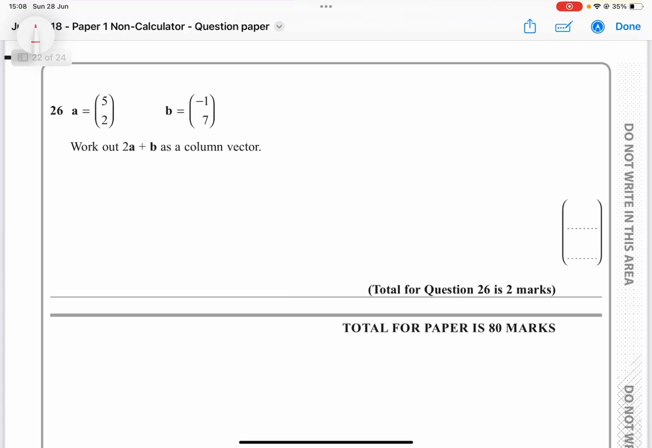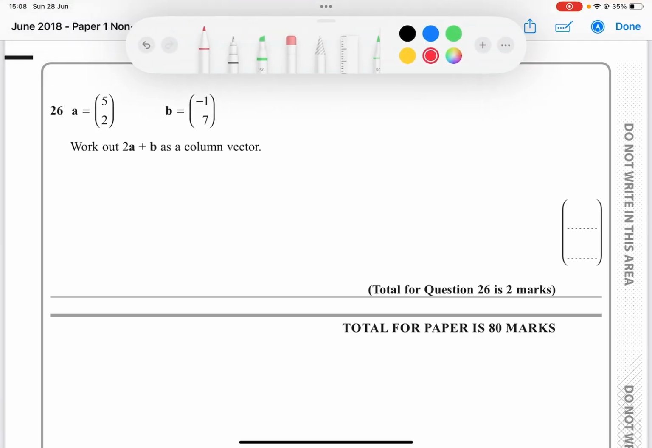Question 26. The vector A is 5, 2. The vector B is minus 1, 7. Work out 2A plus B as a column vector. The first thing we're going to do is work out what 2A is, okay? So 2A is basically 2 times the vector A, which is 5, 2. So that would just be 10, 4, okay? So that is 2A. 2A equals 10, 4.